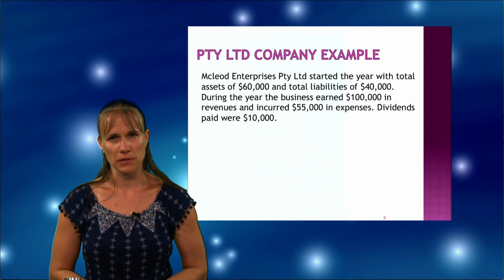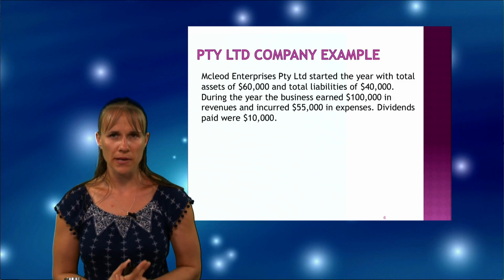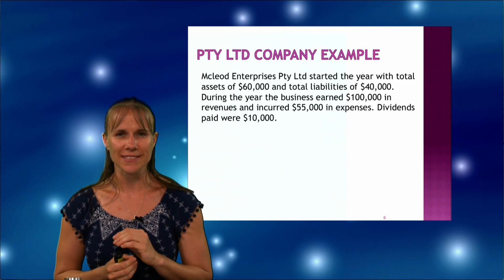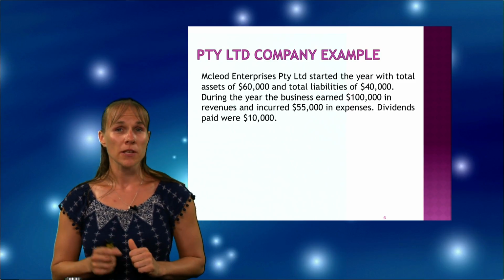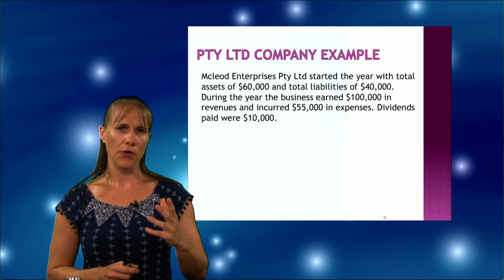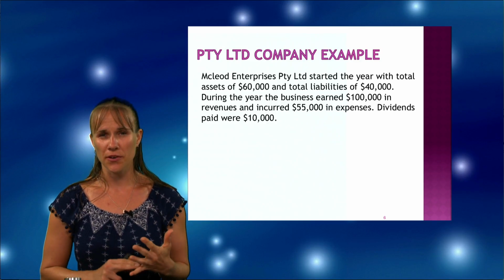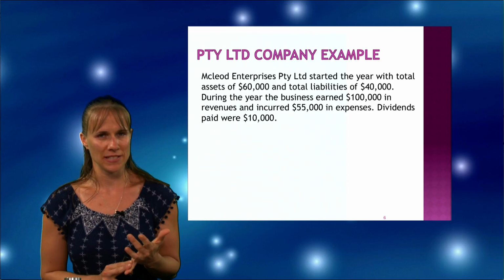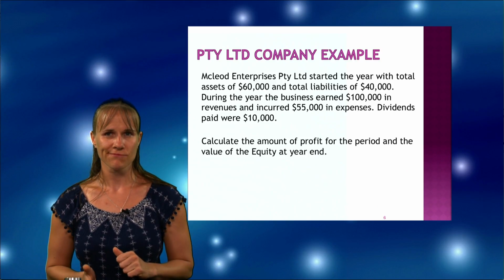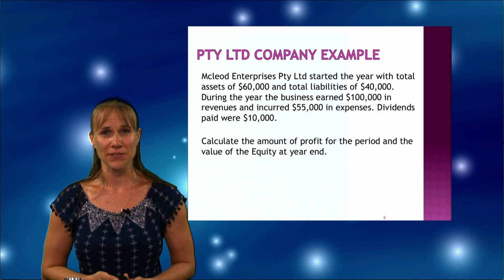So our next example here, calculating equity for a private company. So we have McLeod Enterprises Proprietary Limited. They started the year with total assets of $60,000, total liabilities of $40,000. During the year, the business earned $100,000 in revenues and they incurred $55,000 in expenses. They paid out dividends of $10,000. So calculate profit and also calculate equity at year end.